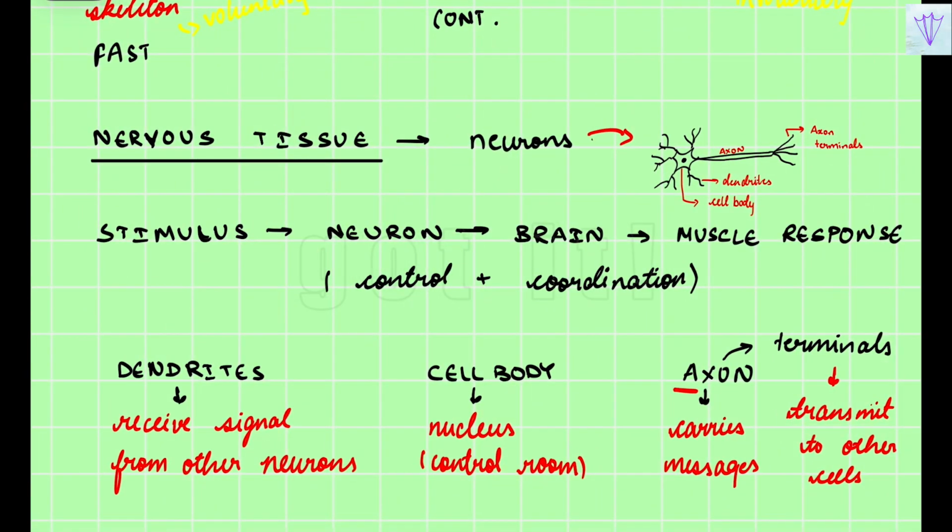And how does this nervous tissue actually function? First it will start with the stimulus. Suppose you have touched a hot object, so there comes a stimulus, and it will reach the neuron and then the brain, and the brain will send the response to the muscle. The response will be given, and you will be able to remove your hand as quickly as possible. This is how reflex reactions work, and normal reactions will also work in the same way. In the nervous tissue, we have both control and coordination in order to function.